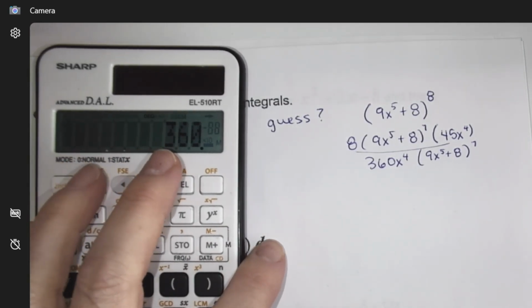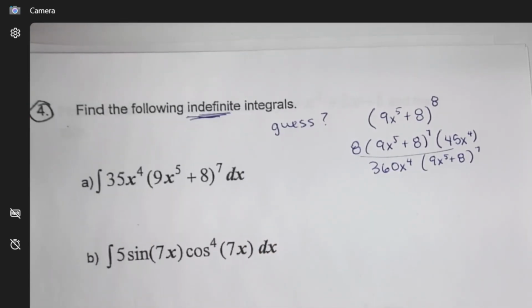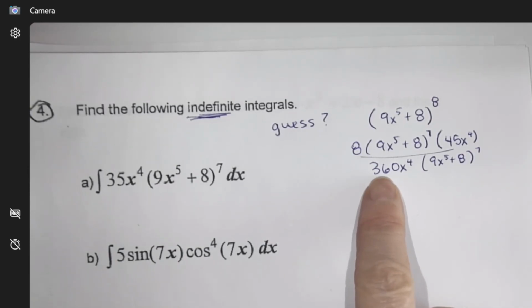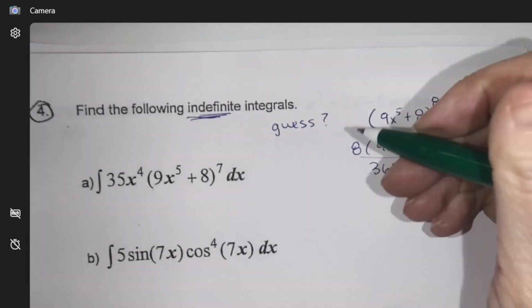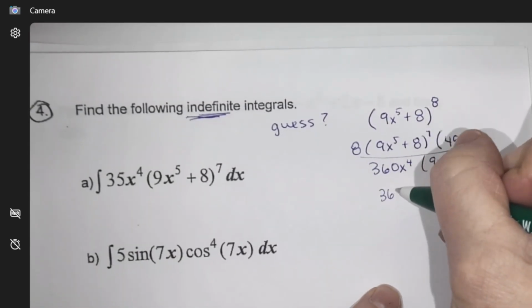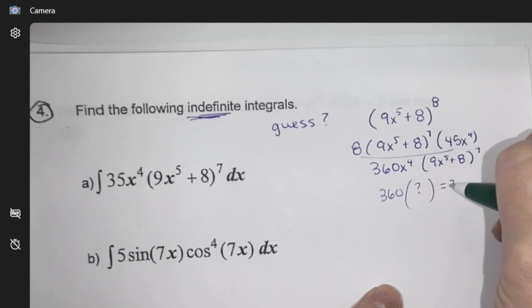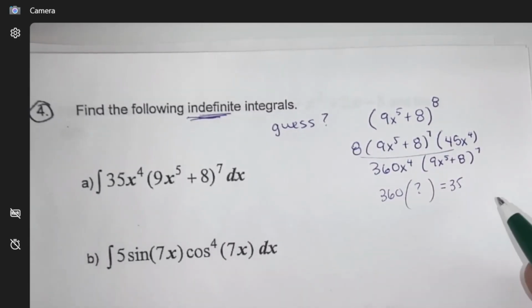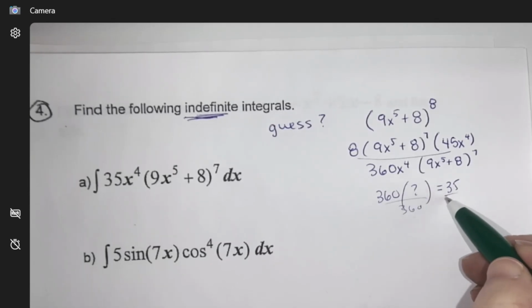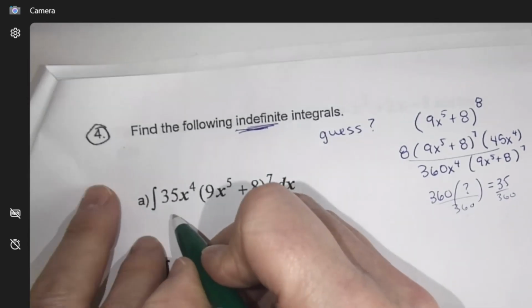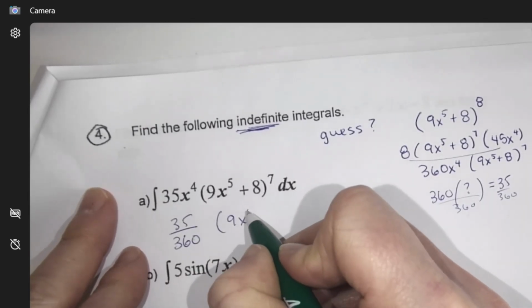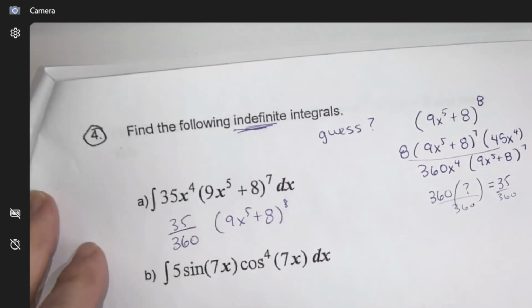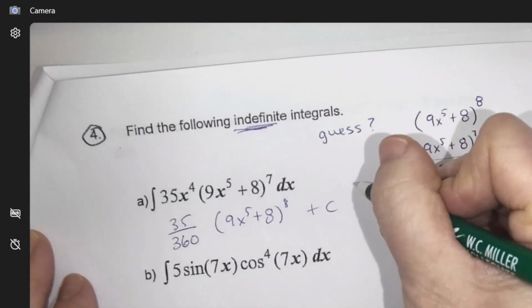Okay, now I'm going to reveal. Did we match? Okay, we're very close. So I need to turn 360 into a 35. So I need to times by what to turn it into 35? So you just divide. So 35 over 360 in front of my guess plus C.